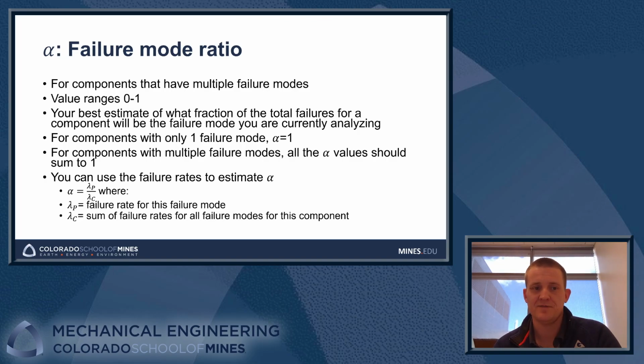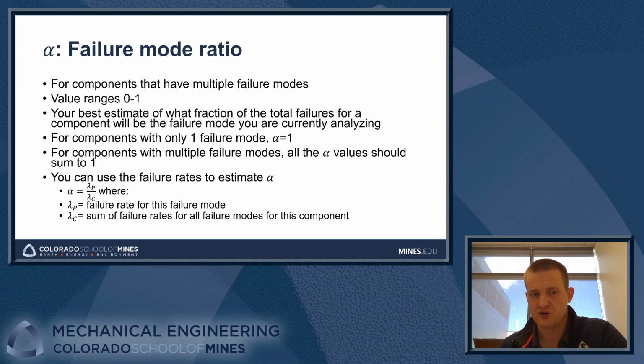Okay, so if your component only has one possible failure mode, alpha is equal to 1, you can move on in your analysis. If you have a component with multiple failure modes, then all the alpha values for that part should sum to 1. Now, this is different than saying that all the alphas for your whole prototype should sum to 1. That's definitely not the case. It's for a given component of your prototype, all the failure mode alphas should sum to 1 for that one component, not the whole prototype itself. All right.